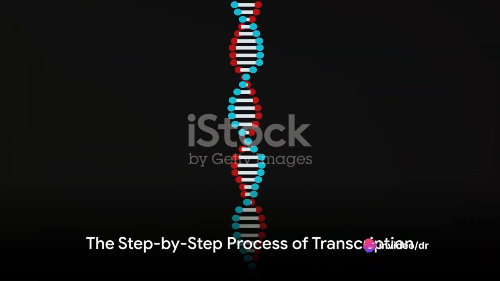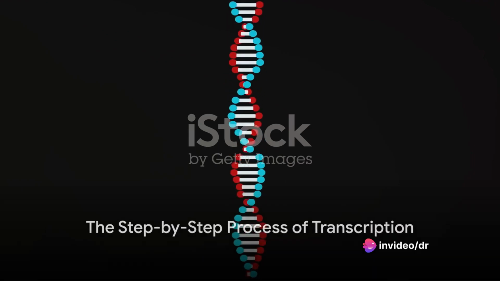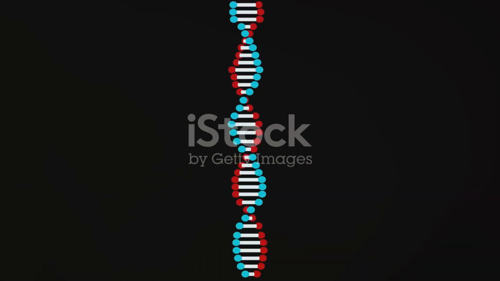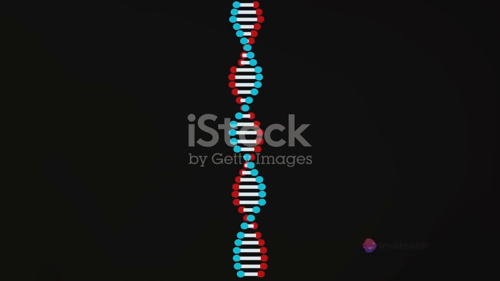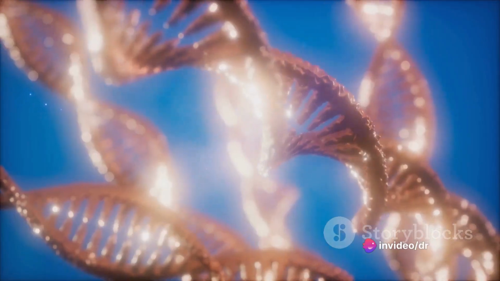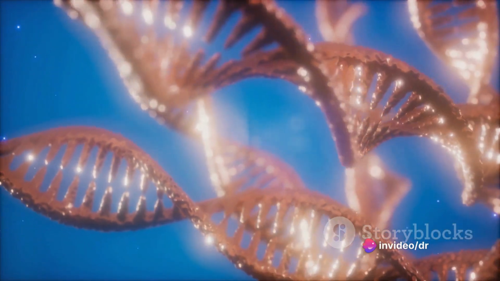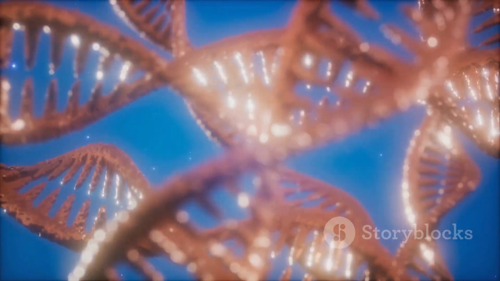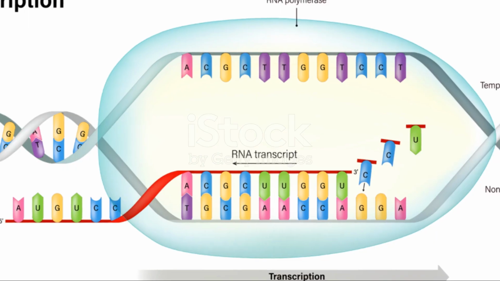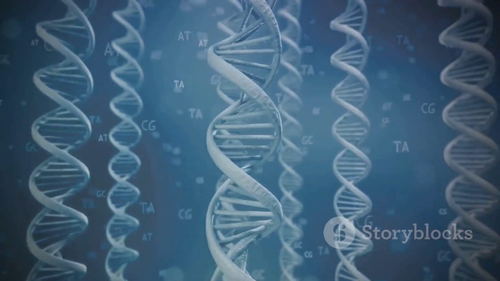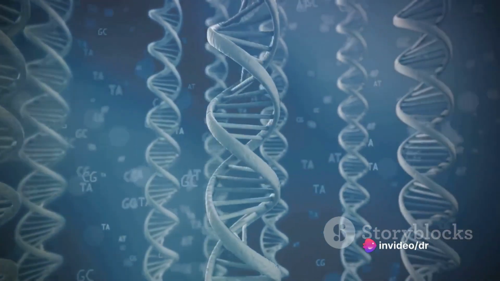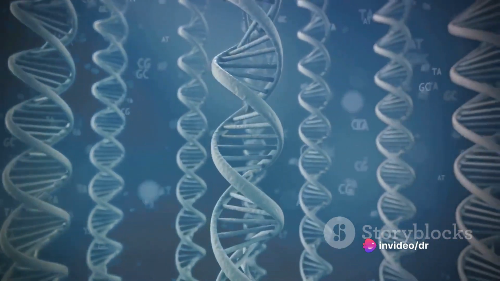Now let's delve deeper into the step-by-step process of transcription. Firstly, initiation takes place. This is when the RNA polymerase binds to a specific region of the DNA called the promoter region. This region signals the start of the gene to be transcribed. It's like the starting line in a race, telling the RNA polymerase where to begin. Once the RNA polymerase has bound to the promoter, it unwinds a small portion of the DNA helix, exposing the DNA bases in that region.